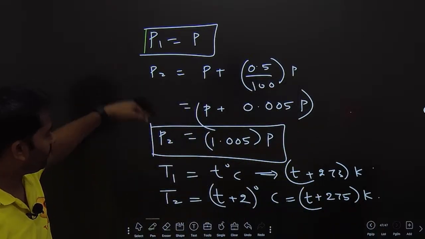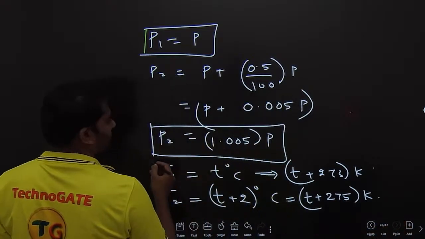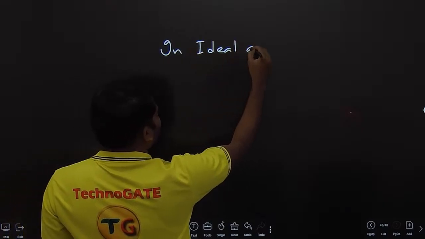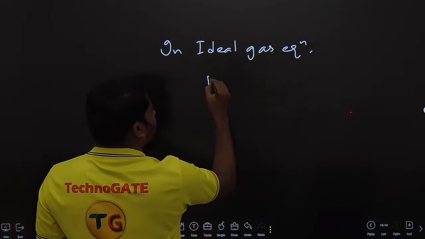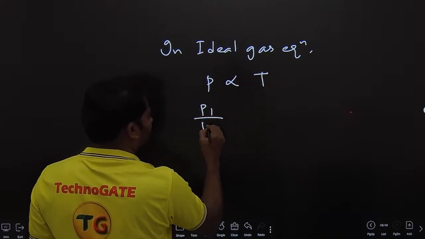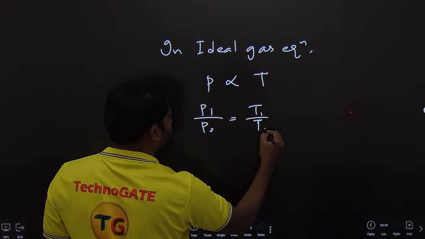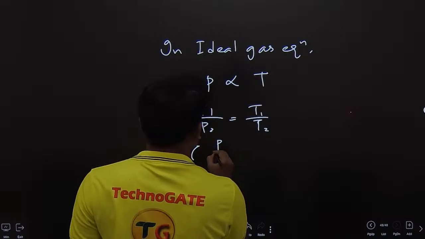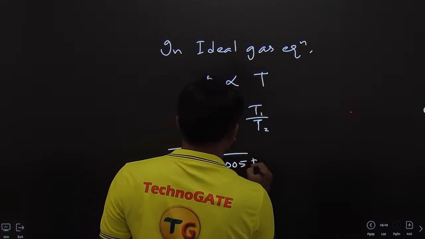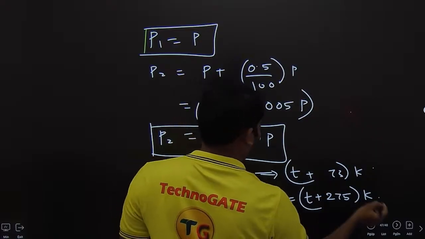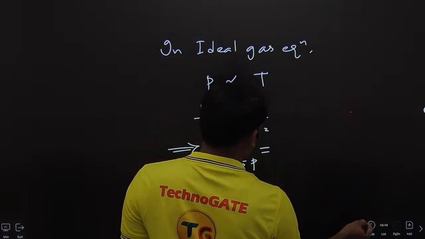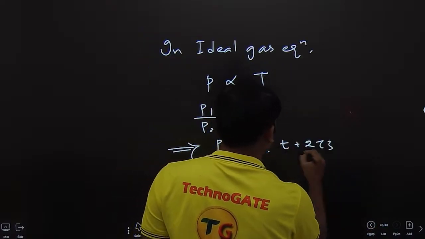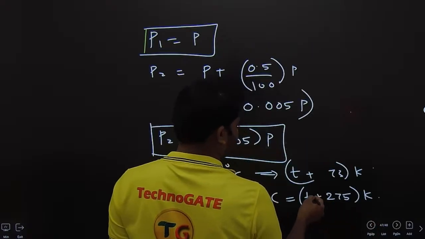T1, T2, P1, P2. Let us apply in the ideal gas equation. In the ideal gas equation, pressure is proportional to temperature, P1 by P2 is equal to T1 by T2. P1 value is P, P2 value is 1.005P, T1 value which is given as T plus 273, and here T plus, how much is this? 275.